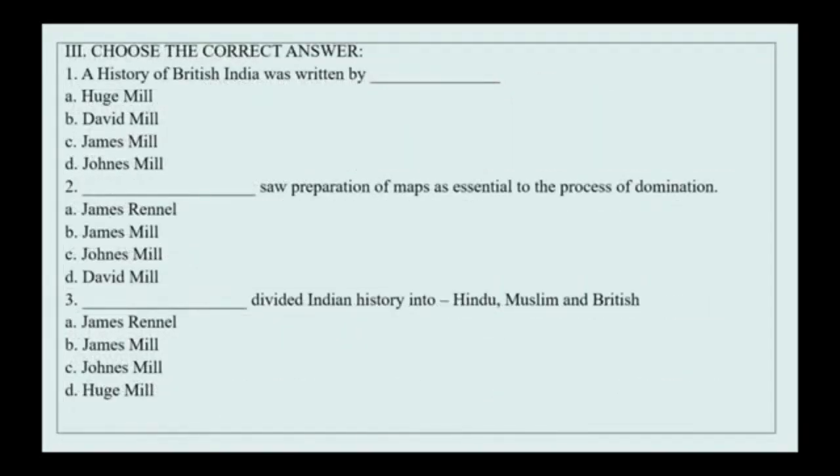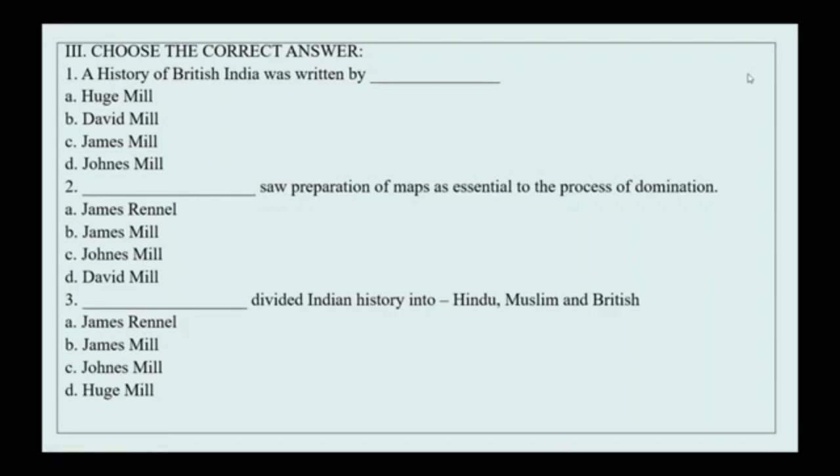Now, let's see, choose the correct answer. The first question is, A History of British India was written by Dash. Option A, Hugh Mill. Option B, David Mill. Option C, James Mill. Option D, Jones Mill. Which is the right answer? James Mill. A History of British India was written by James Mill.